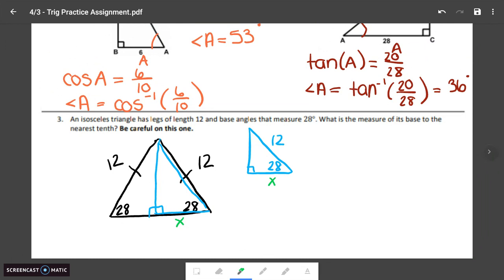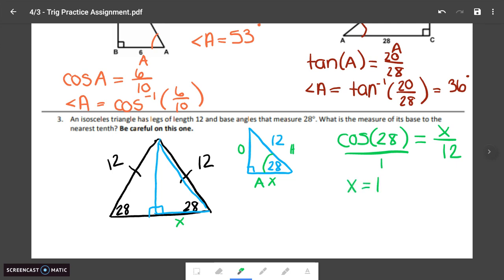So then I do the same thing as question number 1 now. We don't have anything on the opposite. We have the hypotenuse and the adjacent. So I'm going to use cosine. Cosine of 28 equals x over 12. We stick it over 1 and cross multiply.